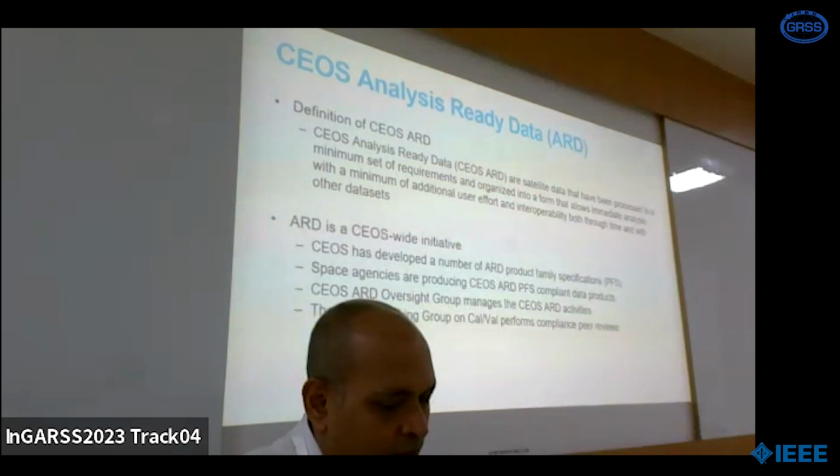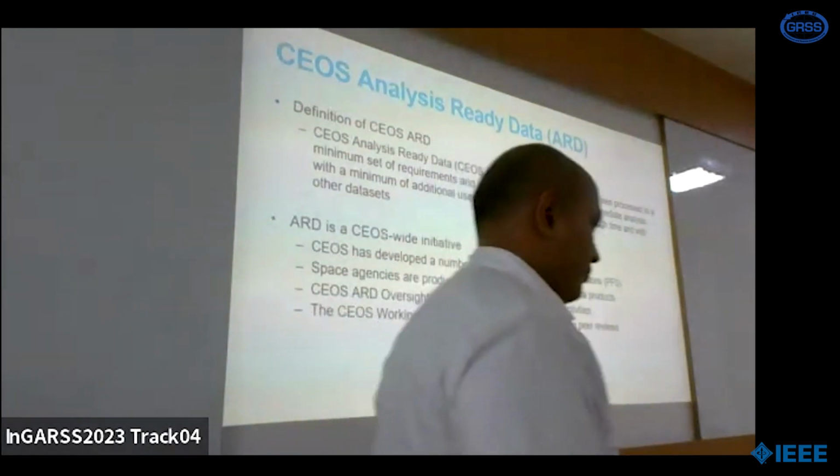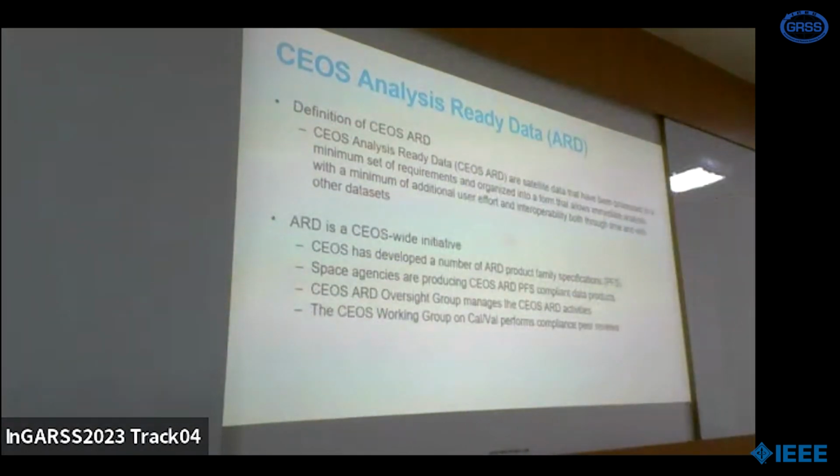So you notice the CEOS ARD definition is narrow because it only concerns remote sensing data. And the second is the definition is quite vague, because what is the minimum set of requirements? And another is the immediate analysis.